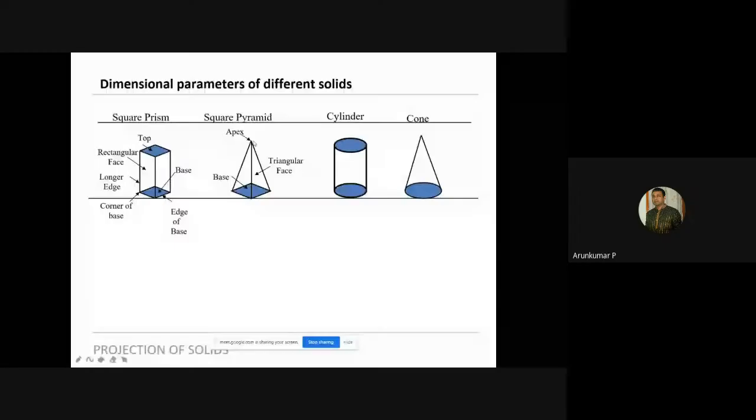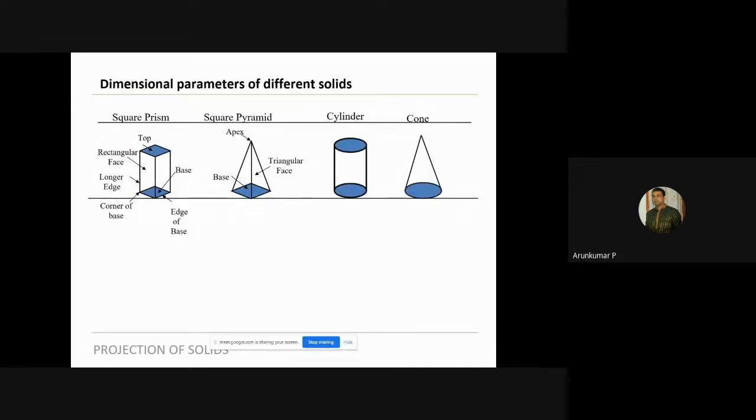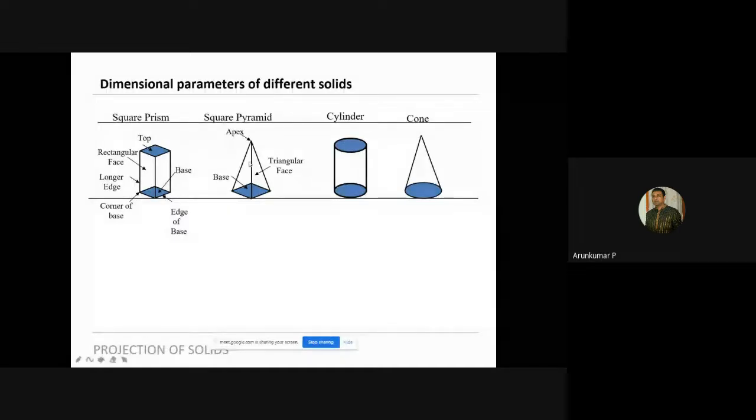So, how many triangular faces does the square pyramid have? Four, sir. Yeah, it also has 4 triangular faces. Similarly, a pentagonal pyramid will have 5 triangular faces. So this is the basic difference between a prism and a pyramid. In prism, you have rectangular faces. In pyramid, you have triangular faces.